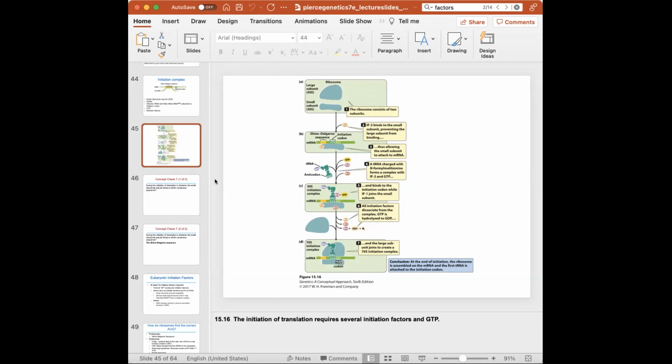Was there something specific about slide 45 that you wanted to talk about? Okay, so just go over slide 45 as a whole. Yes, I can do that.